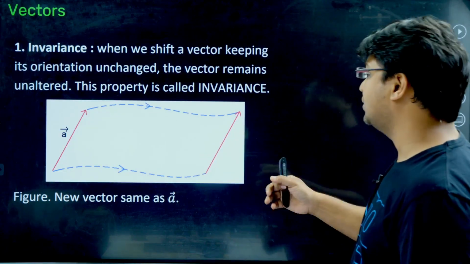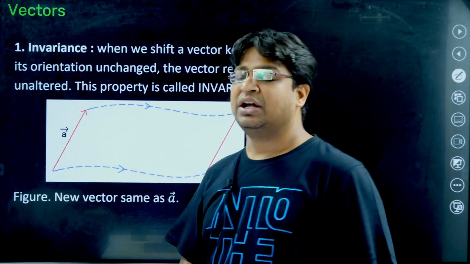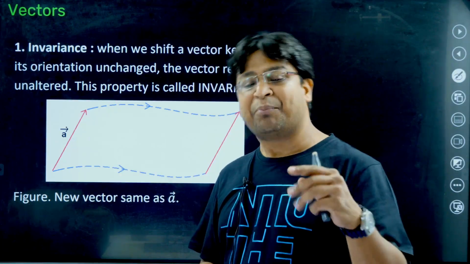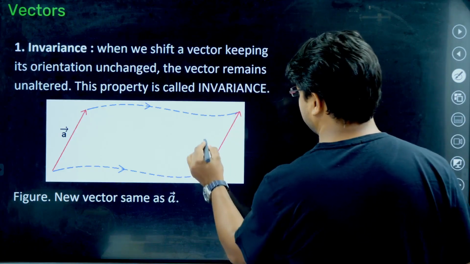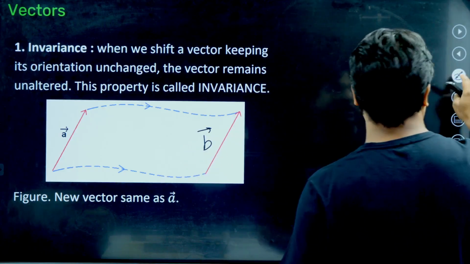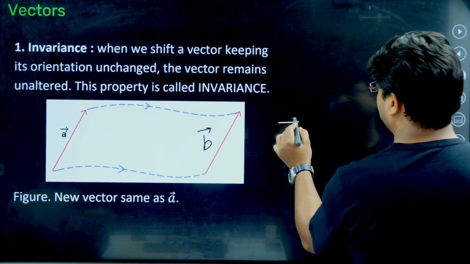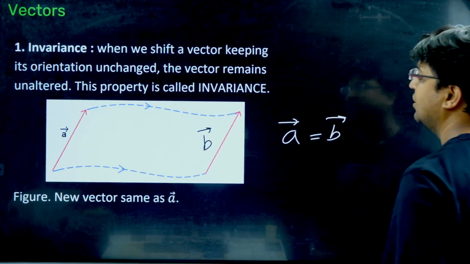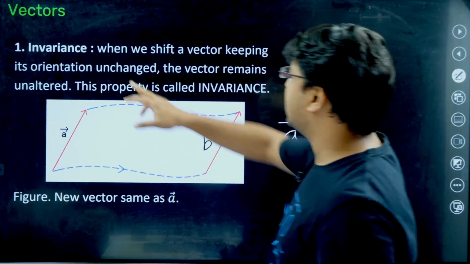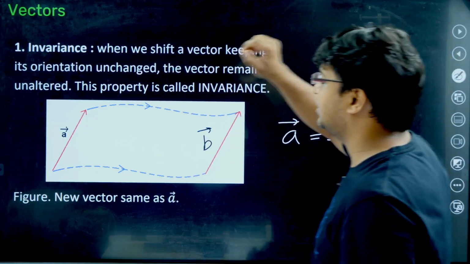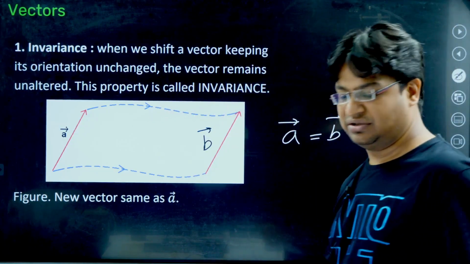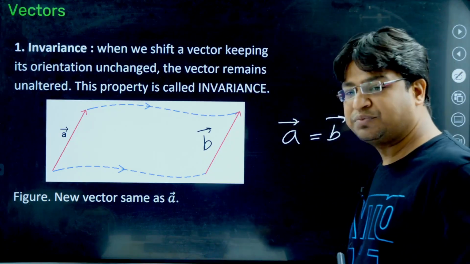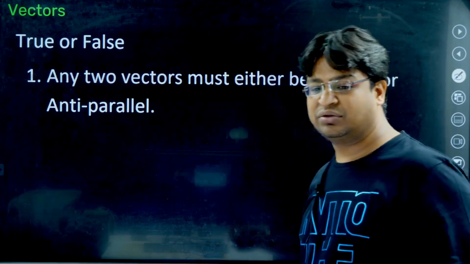In other words, if you create a copy of this vector having the same length and pointing in the same direction, then this copy is the same as vector A. If I name this copy vector B, I can very well say that vector A is equal to vector B. So if you translate a vector, shifting it while keeping its orientation unchanged, the vector remains unaltered. This property is called invariance, and we use this property extensively for our help.